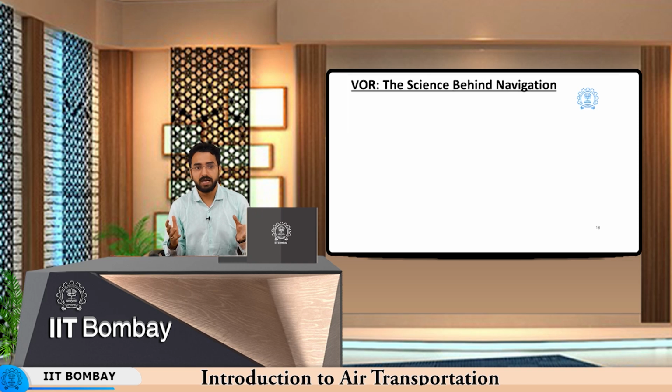Now the NDB signals basically made use of an omnidirectional signal, that is signals of equal magnitude in all directions. These signals were intercepted by the aircraft, and based on the direction of the incoming signal, the pilot was able to determine from which direction the signal is coming. Now, as far as the VOR mechanism is concerned, the underlying science is a little different.